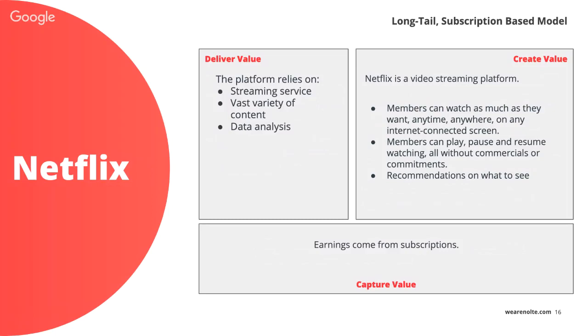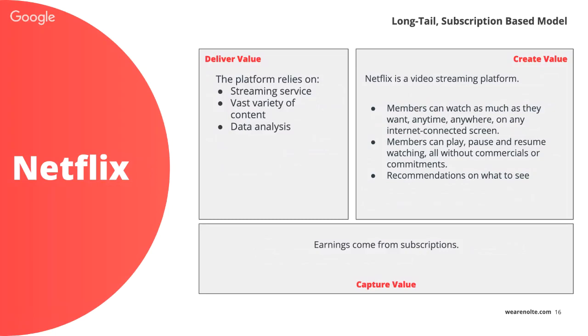And the last element is the recommendations on what to see. They were kind of the first that developed this recommendation-based logic, that based on what you like and what you dislike, it will guide you to some pictures or series that you will be more likely to see. Recently, this has not necessarily been the strongest argument for their creation of value, but again, this was part of how they started and how they deliver value.